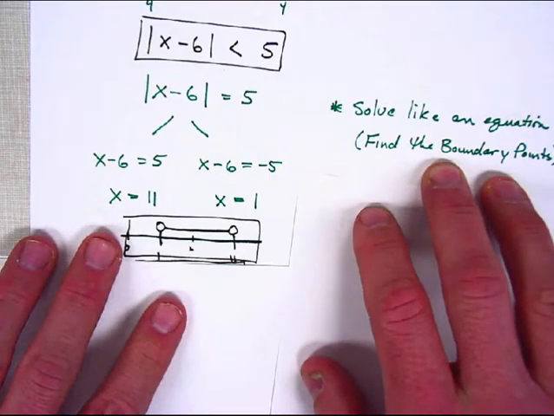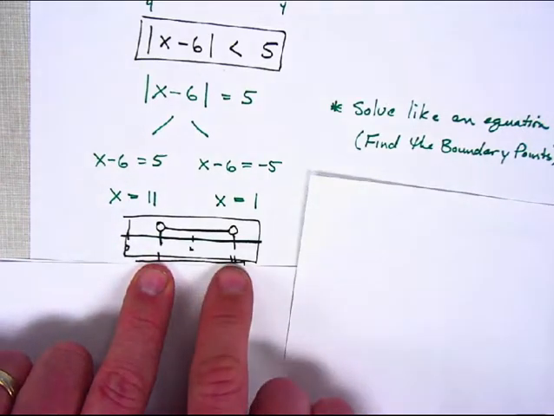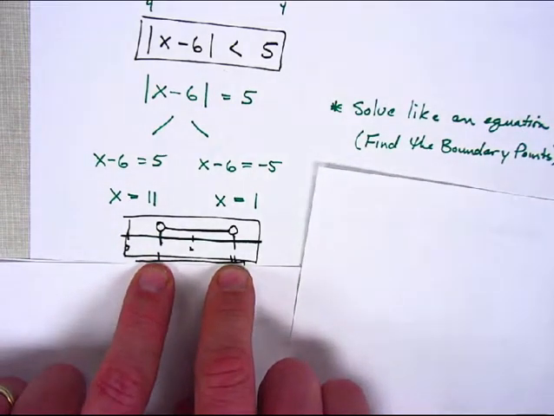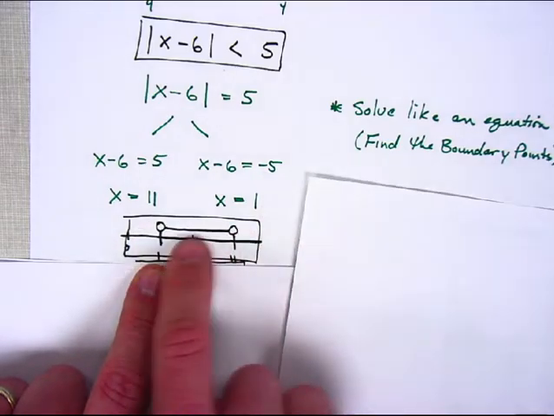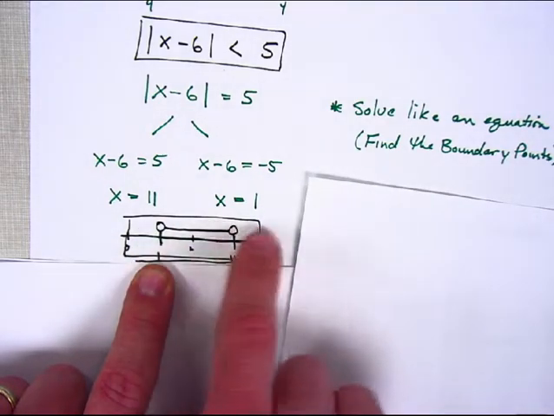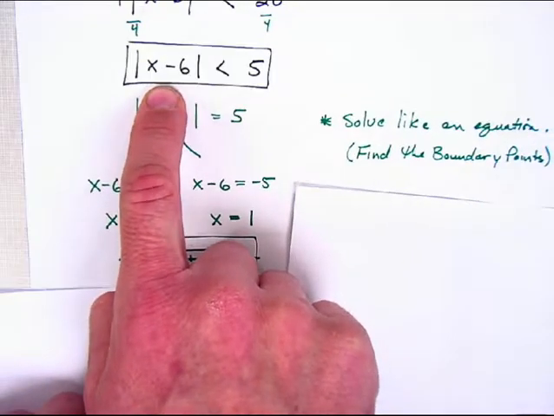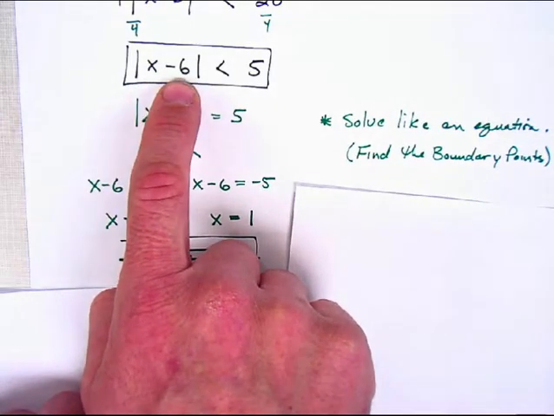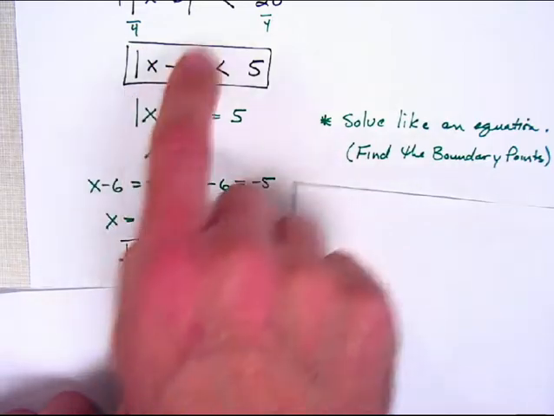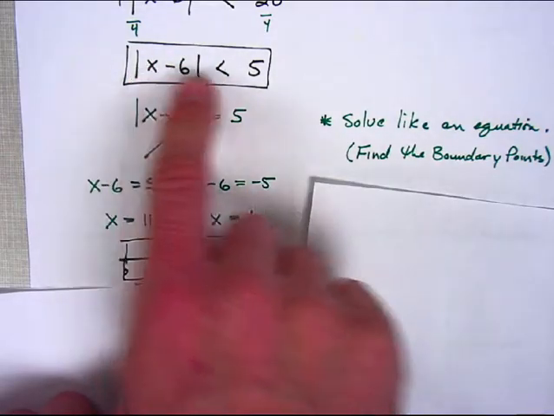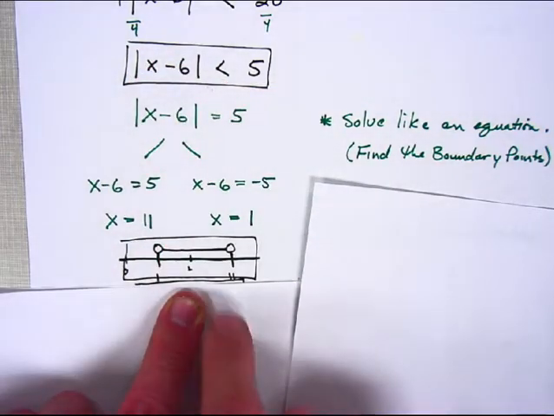So what you'll see is my numbers 1 and 11. It's kind of hard to see there. And then I have to decide where my solution is going to be. If I test out a number between these values, like the number 2, going back to this statement right here, if I put 2 in for x, I'll have 2 minus 6 equals negative 4. However, the absolute value of negative 4 is positive 4. 4 is less than 5. So the number 2 does work.